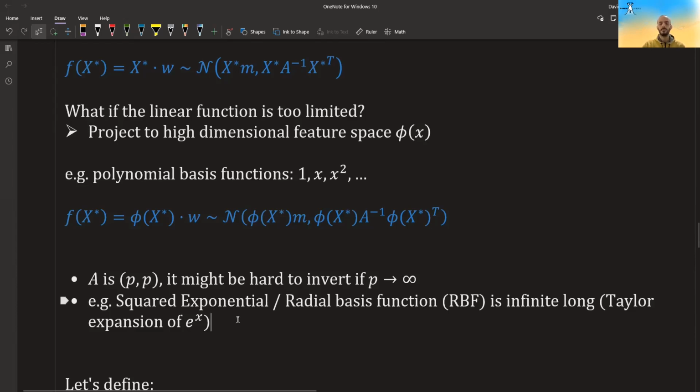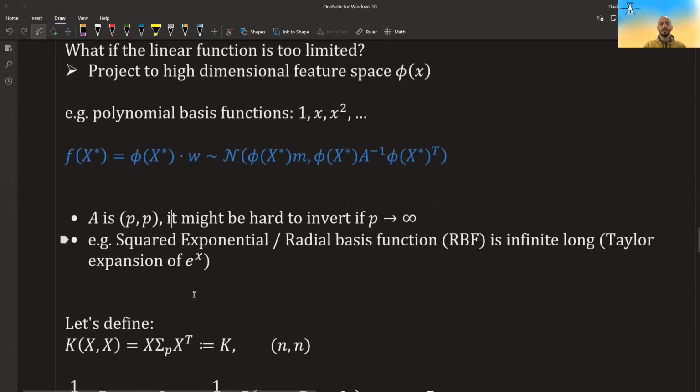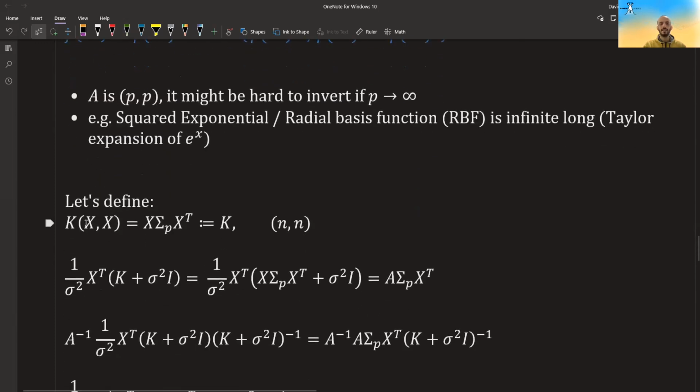Okay, so what are we doing? We said that A might be infinitely long, so it's a problem. We need to find some other representation that we can actually calculate. So let's define a kernel matrix, K, as X times sigma p times X transpose. You can see that this is n times p, p times p, p times n, so the whole thing is n times n.